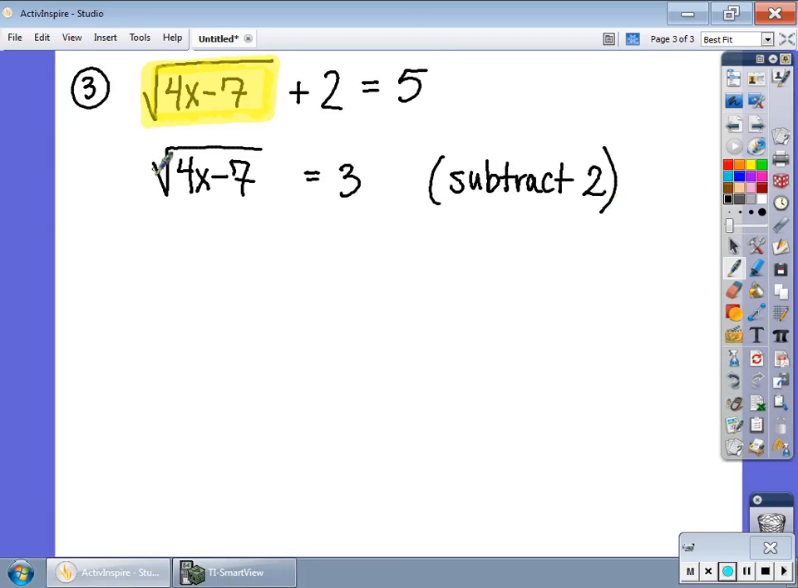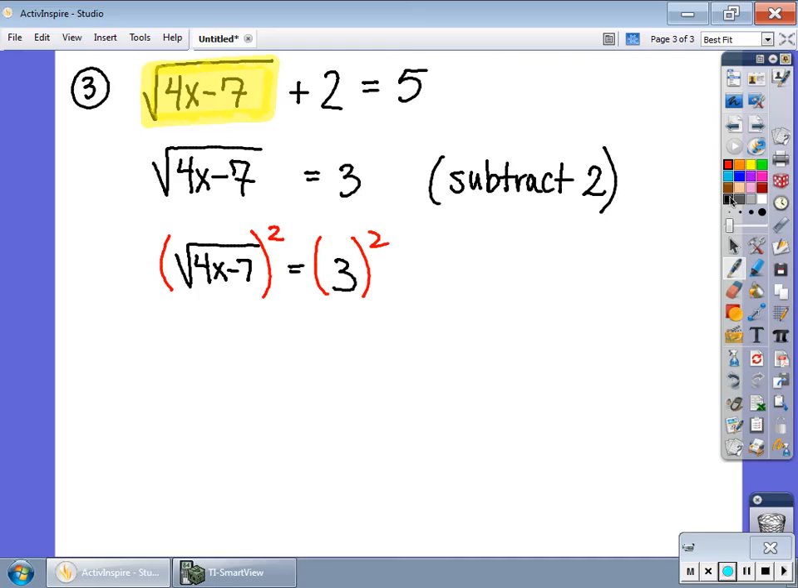Now, remember that the opposite of the square root is squaring something. And so to get rid of this square root here, what we're going to do is square both sides. So we have the square root of 4x minus 7 equal to 3. And now, since it's the square root, we're going to square both sides.